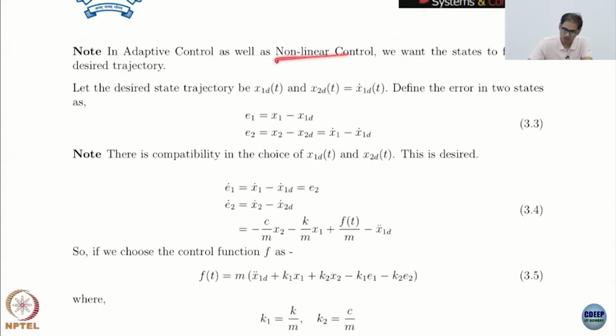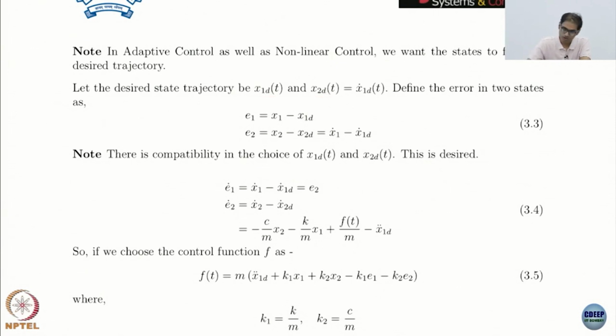Typically in nonlinear control, also in adaptive control, we want the states to follow some desired trajectory. I don't think we did any trajectory following examples as such, but it's not very difficult. You will see how we do trajectory following. Suppose I want to follow a trajectory for this spring mass damper system, which is a position trajectory and a velocity trajectory.